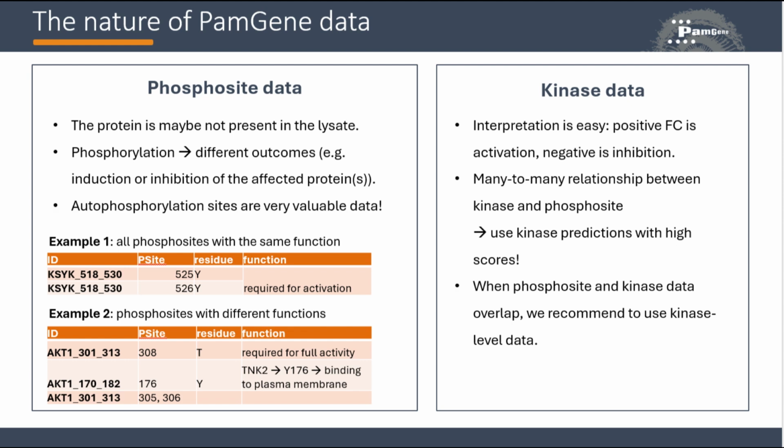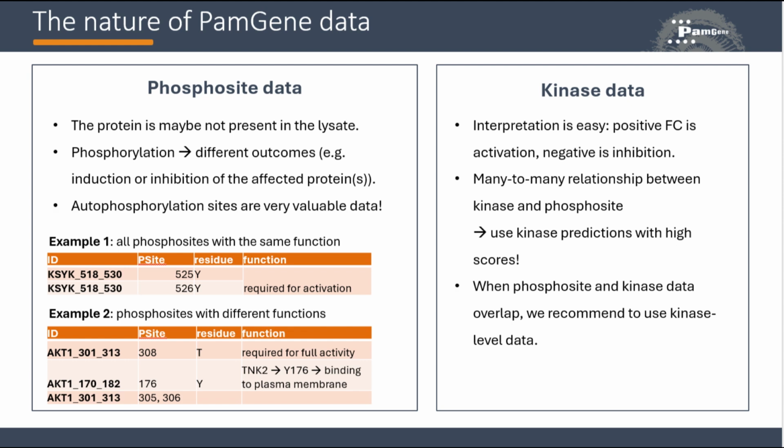To explore pathways next to the kinases, we still recommend to use the phosphosite level data as well. This is because at first we just want to get an impression about the signaling pathways working in our model system. So for this initial exploration, it is okay to make these simplifications. If you use pathway analysis tools that require fold change as input, when phosphosite and kinase data overlap, we recommend to use kinase level data.